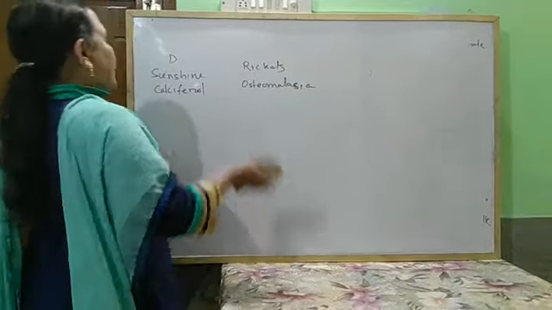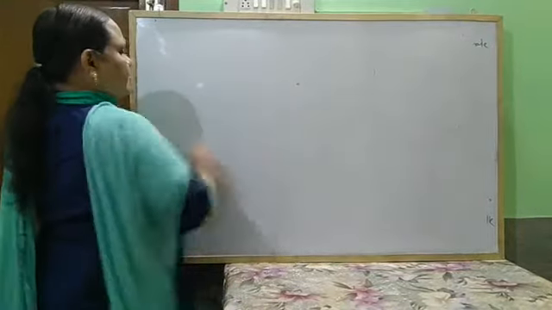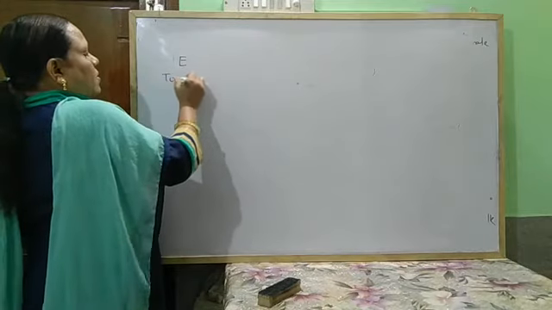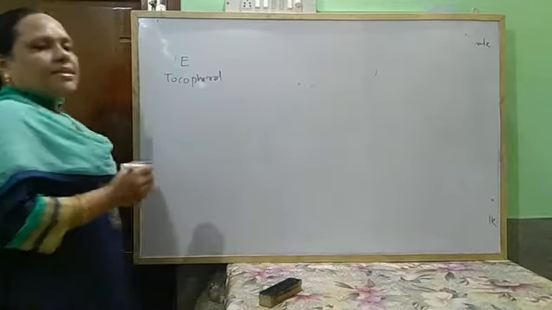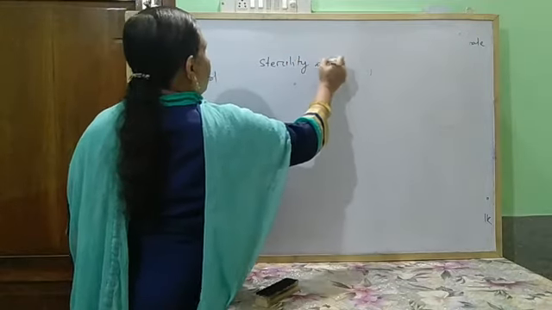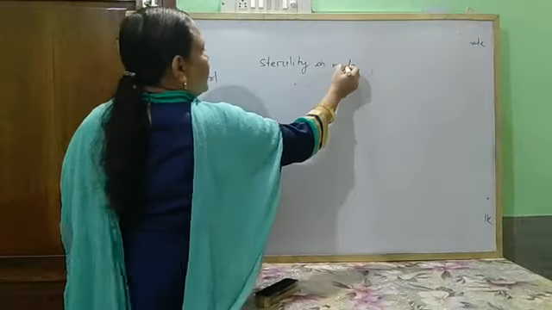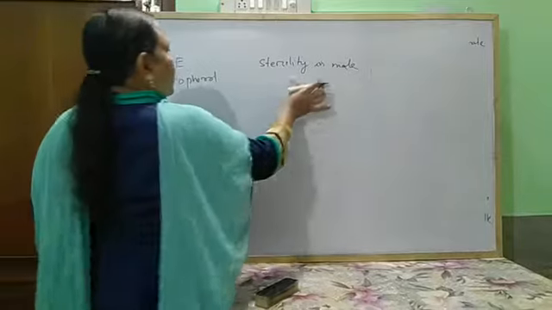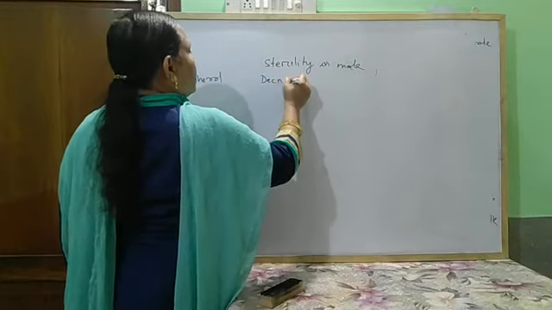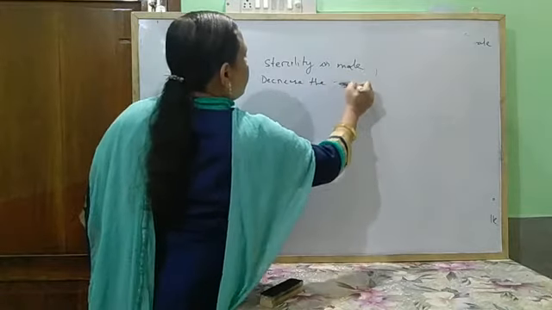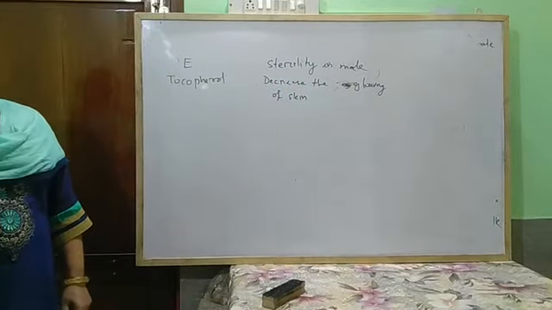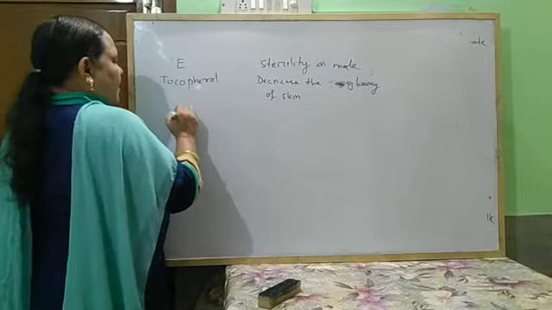Next we come to vitamin E, also known as tocopherol, and its deficiency generally causes sterility in males, and it also decreases the glowing of skin, etc.